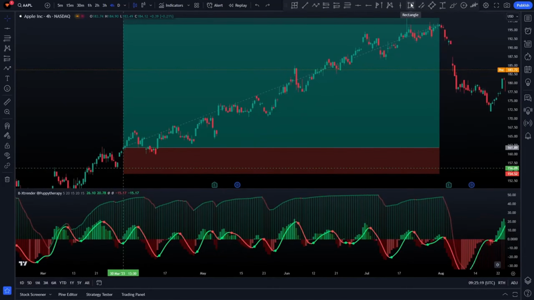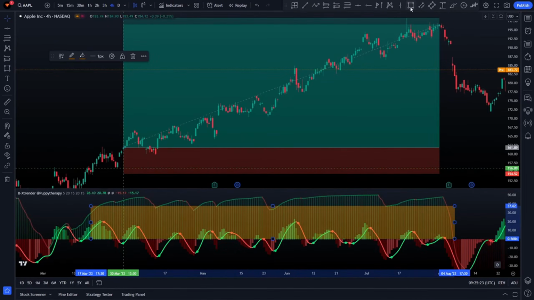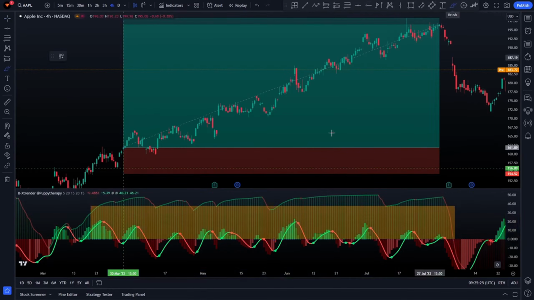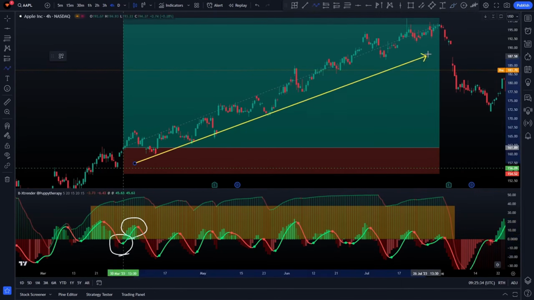The entry strategy is pretty simple. When the trend histogram is green, it means a bullish trend. And the oscillator histogram also is green. It means a bullish momentum. And when the green dots appear, it means we can enter a long trade.